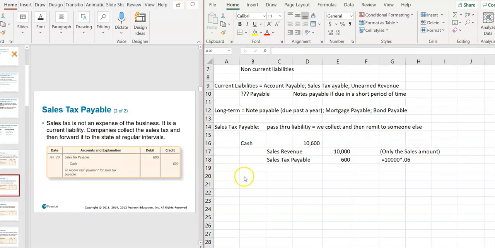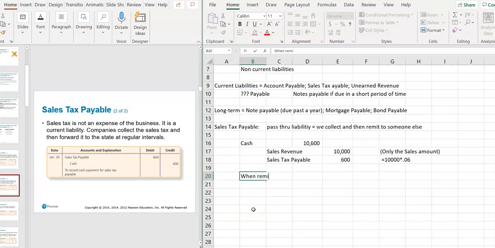All right, so here's when they're doing that. When remitted to the proper authority, we're going to have a debit to sales tax payable and a credit to cash.